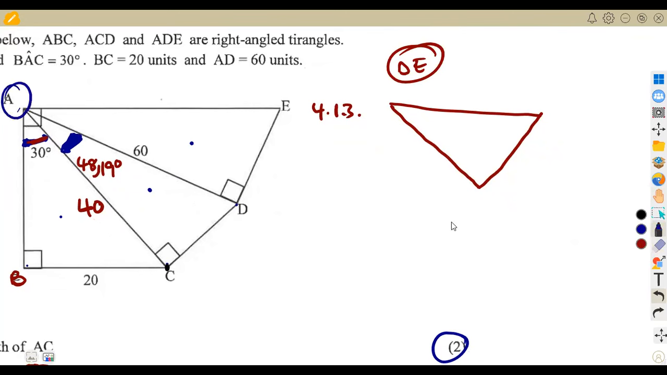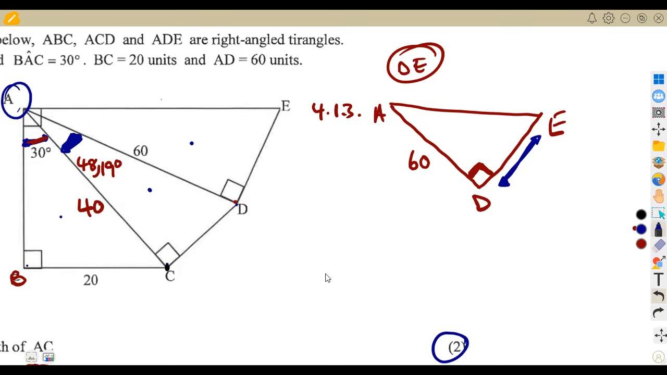So this is your point A, your point D, and your point E, where you've got 90 degrees here at point D. Remember, I've got a 90 degrees there. You are given this side AD, you are already having it. So we have 60 units here. And you want to calculate the side DE, which is this side. This is the side that you want to calculate.